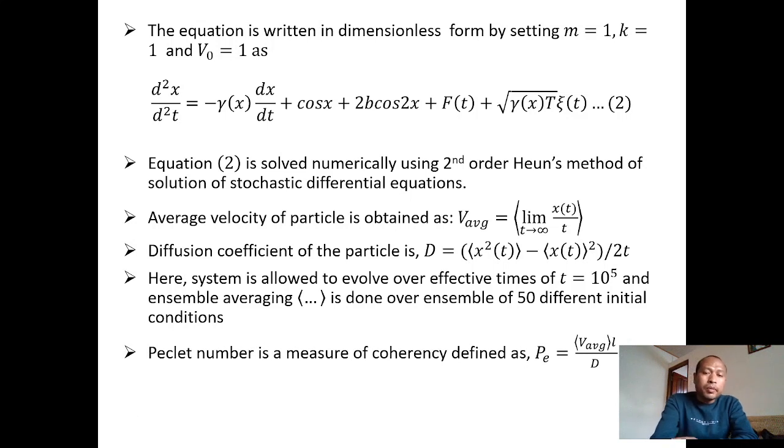And the Peclet number, which is a measure of coherency, is defined as the ratio of average velocity divided by the diffusion coefficient, times L, where L here is the characteristic length of the system. So the Peclet number here measures both the spread and the velocity of the particle.